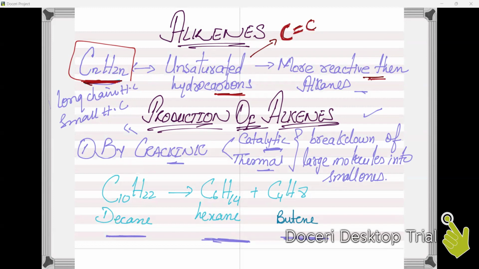They are more reactive than alkanes, and the reason why they are more reactive than alkanes is because it's easy to break the double bond. And why is it easy to break the double bond? Because of the pi bonding that is involved in this double bond.